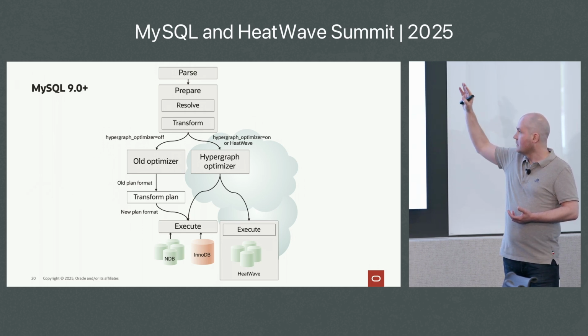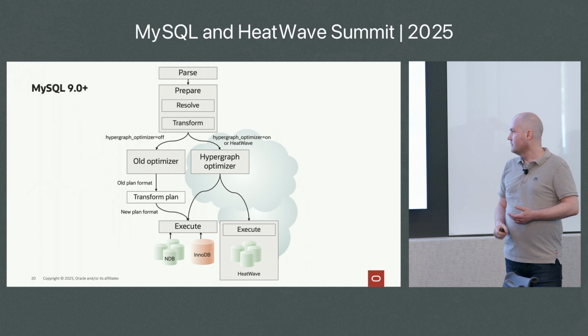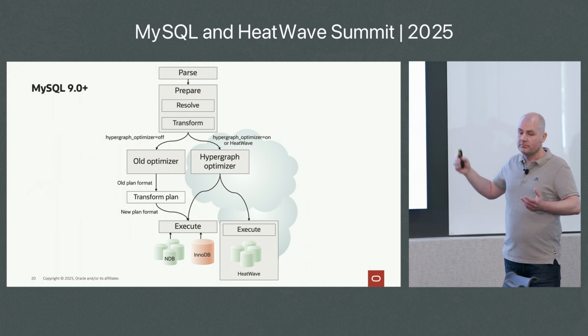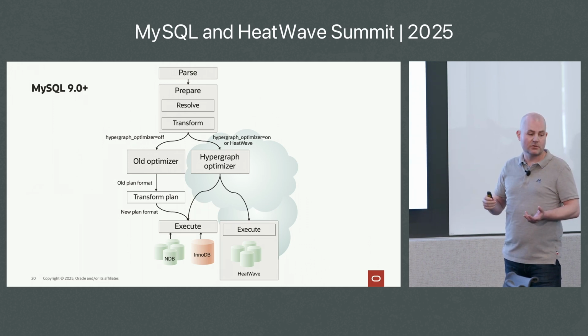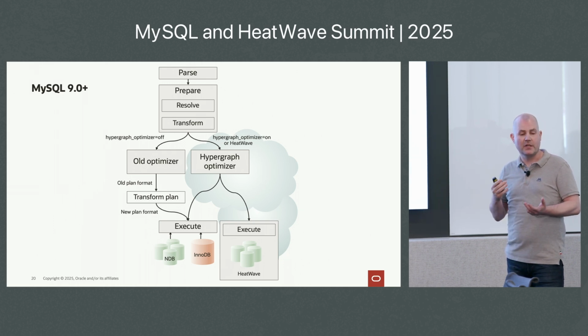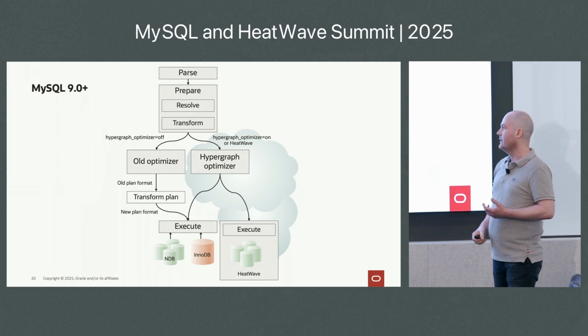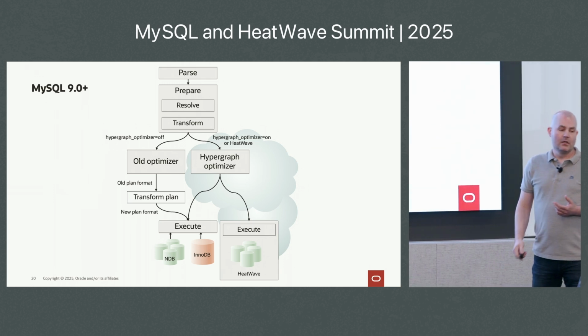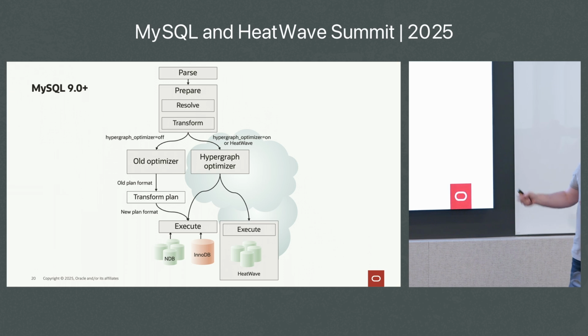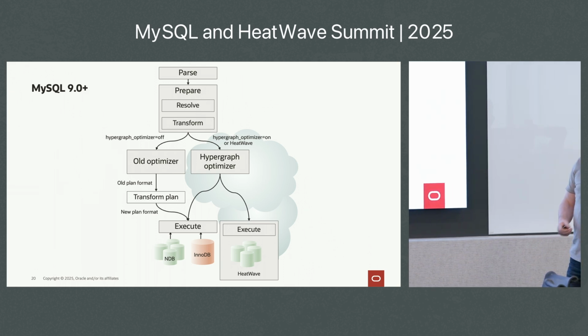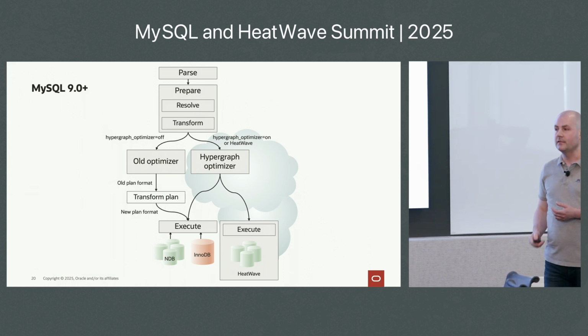And the hypergraph optimizer can optimize any type of query. The old optimizer can also optimize any type of query. So there's not much difference there in what they can do, but there's a big difference in what they can express in the end. So since 9.0, you can also switch optimizers. I will get back to that in the final slides.